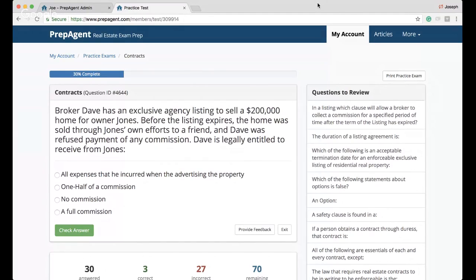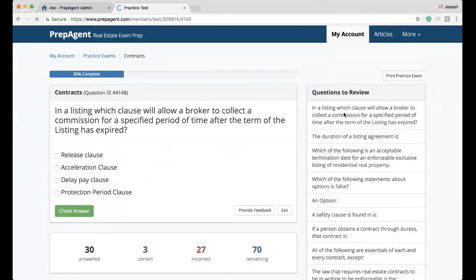First question of the day. In a listing, which clause will allow a broker to collect a commission for a specified period of time after the term of the listing has expired? Release clause, acceleration clause, delay pay clause, or protection period clause? Let's see what you guys think here.